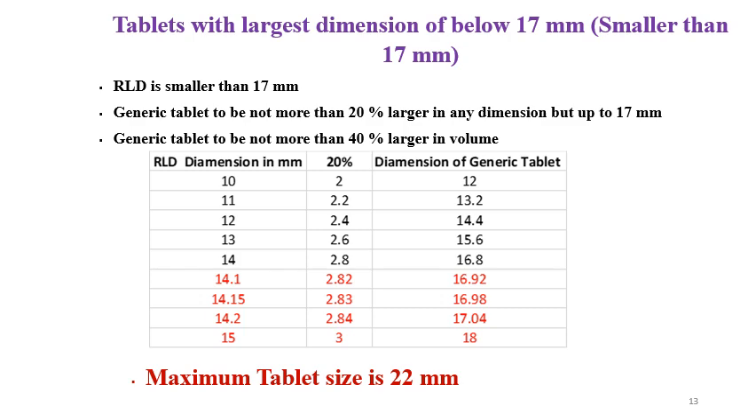So this is the simplified table I have included here, and also consider that the maximum tablet size is 22 mm. If the RLD has a largest or longest dimension of 17 mm or more, then the generic applicant should make the generic tablet exactly similar to the RLD.